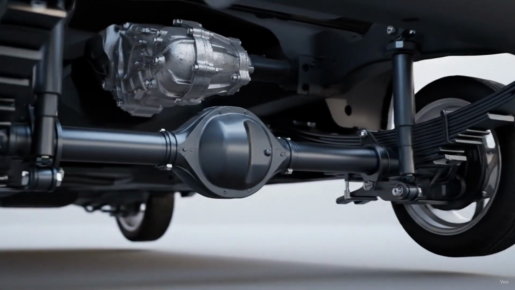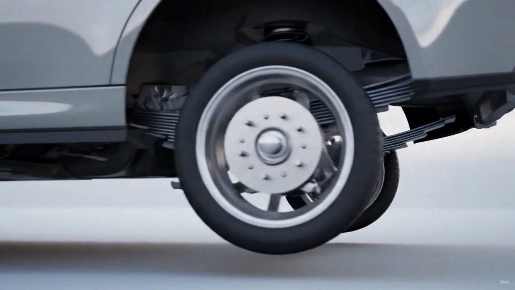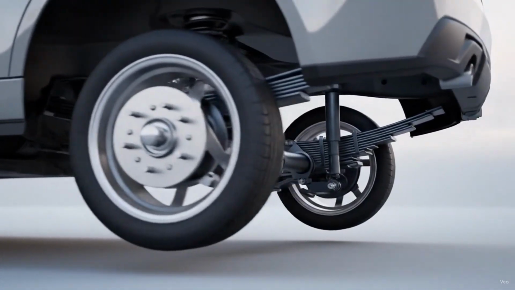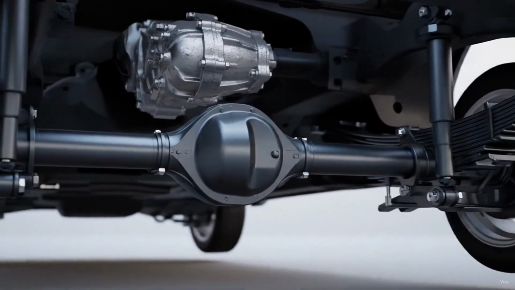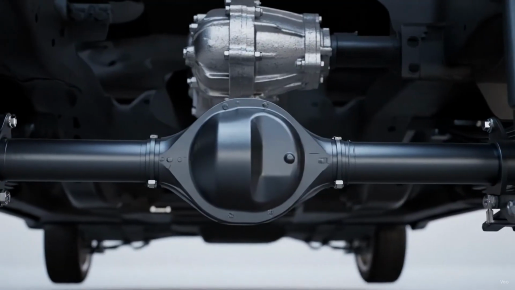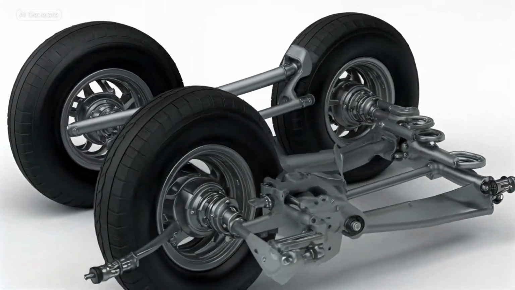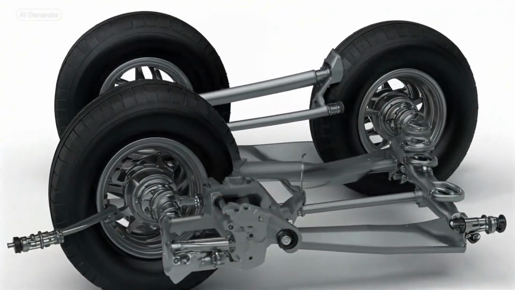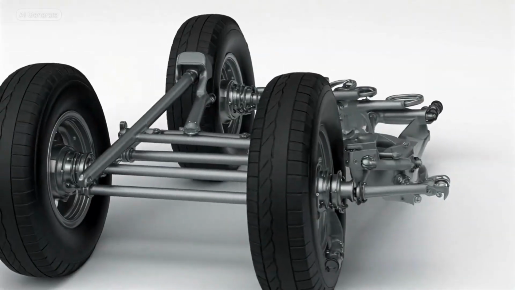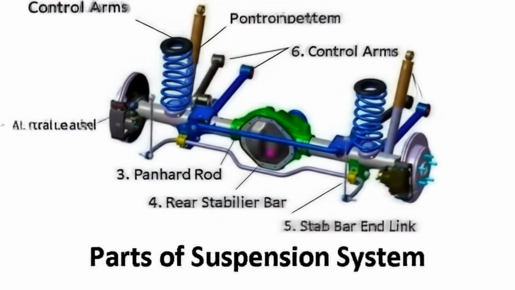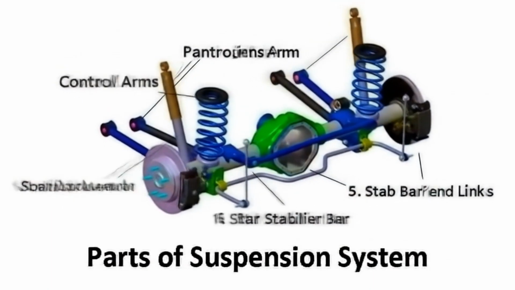Shock absorber. Location: one on each side, typically mounted parallel to or slightly angled relative to the springs, also connecting the chassis to the axle. Function: while springs absorb bumps, shock absorbers, also called dampers, dampen the oscillations of the springs. Without them, the vehicle would bounce excessively after hitting a bump. Shock absorbers convert the kinetic energy of suspension movement into heat, which is then dissipated, providing a smoother and more controlled ride.